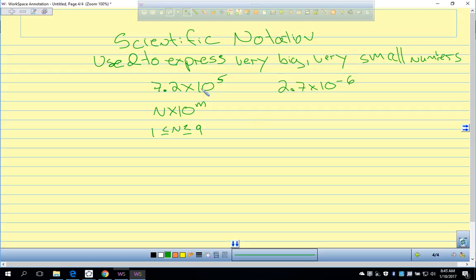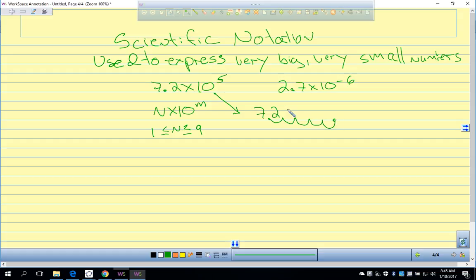Okay? So if I write 7.2 times 10 to the 5th, 10 to the 5th is a 1 with 5 zeros after it, right? So all I have to do is multiply this by 5 zeros. So this is equal to 7.2. Start here and then move the decimal place 5 places, right? That's 7.2 times 10 to the 1st, 7.2 times 10 to the 2nd, 7.2 times 10 to the 3rd, 7.2 times 10 to the 4th, 7.2 times 10 to the 5th, right?